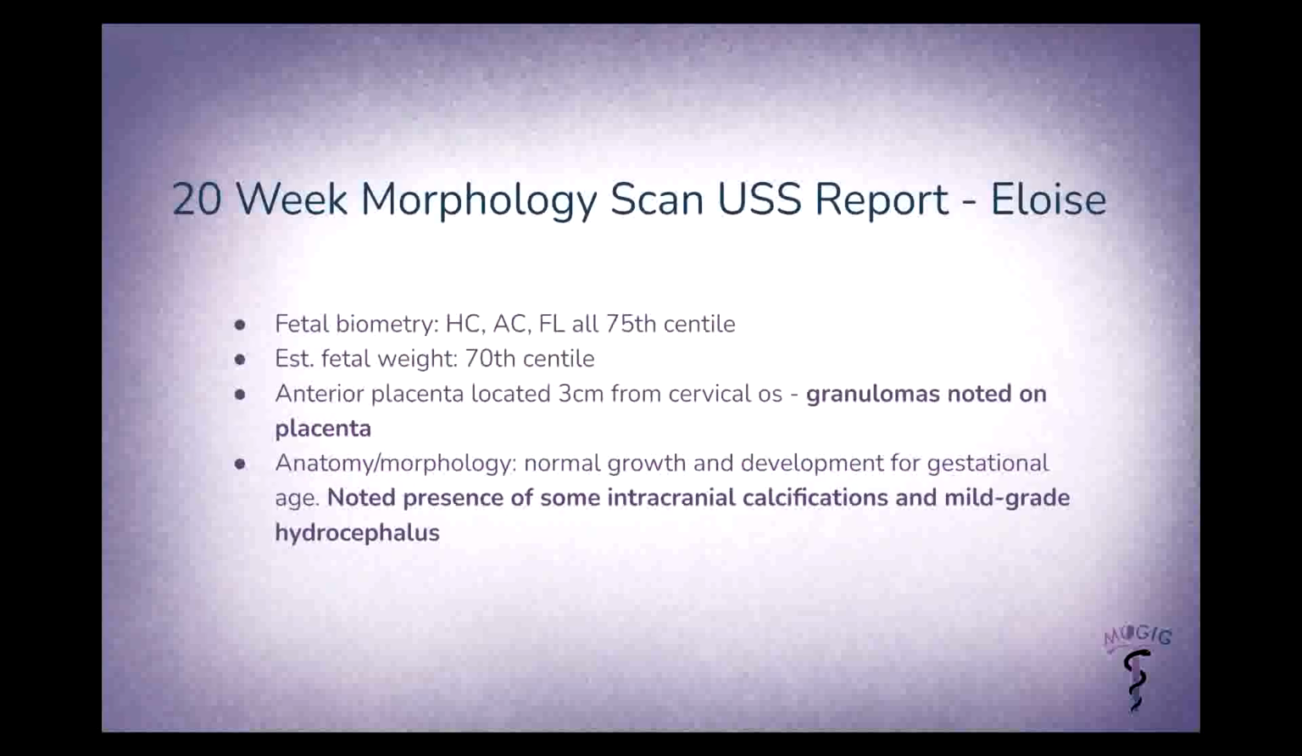You have a look at Eloise's 20-week morphology scan report and find that all of her fetal biometry is within the 75th centile, and that her estimated fetal weight is on the 70th centile, so there's no concerns in relation to growth. However, on her placenta, you notice granulomas that are noted. Her placenta otherwise is in an appropriate position, and there's no concerns about abnormal placentation or malpositioning.